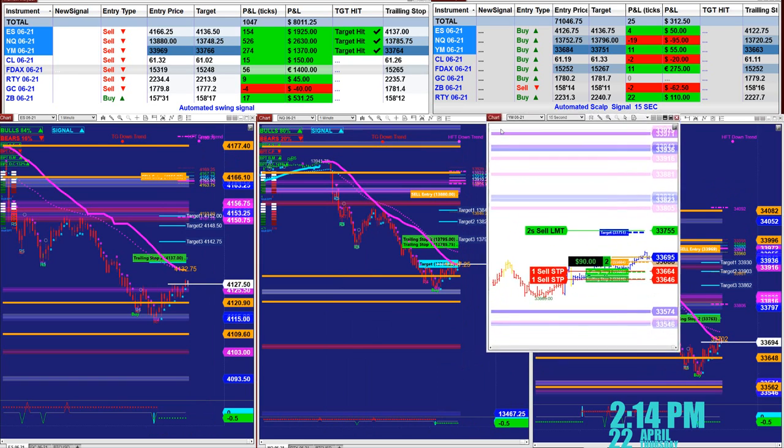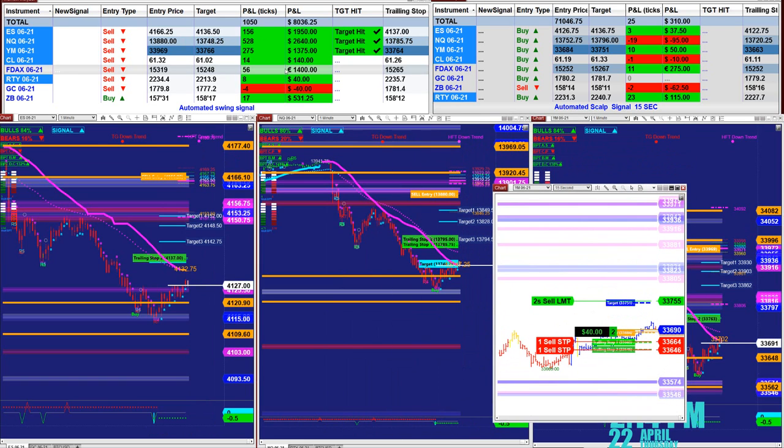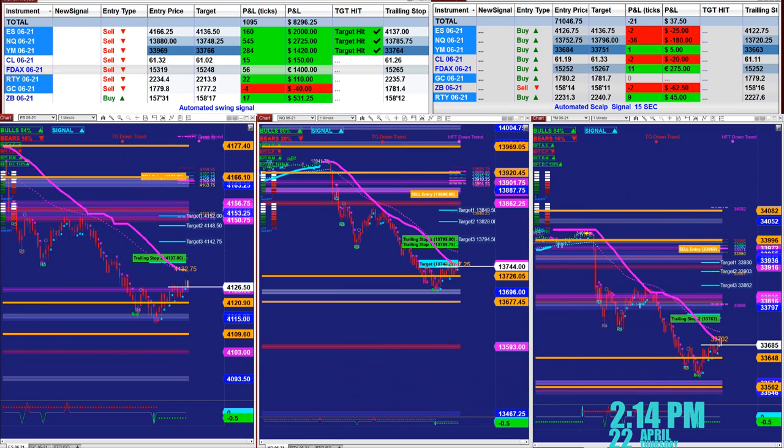So right now, as we see, the swing trading is about done, target hits. And we can see how the scalper is right now a little bit in red, because they just fired new signals and they are already in a new trade.